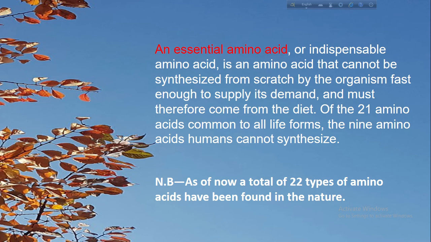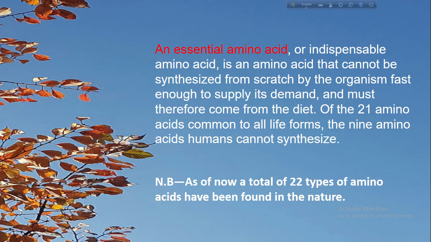As of now, a total of 22 types of amino acids have been found in nature. But just as we arrange Bangla or English alphabets to get numerous words, proteins are produced in the same way by arranging these 22 amino acids in different forms, numbers and types.